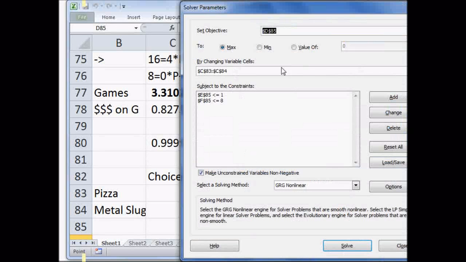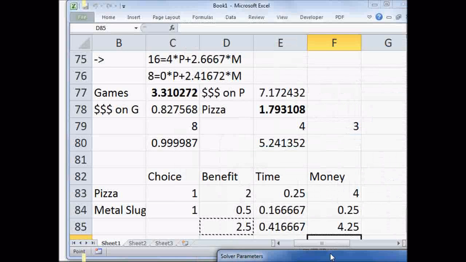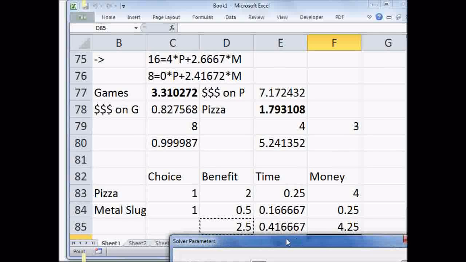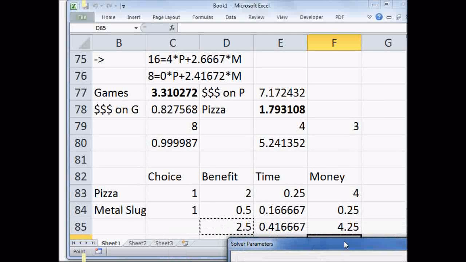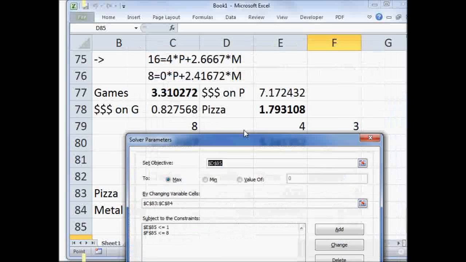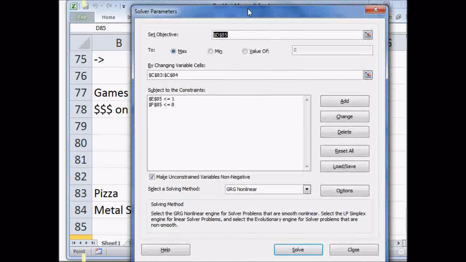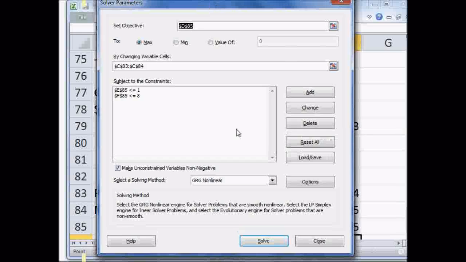So now you can see we are forcing this to be less than 1 and this to be less than 8. That's our total time right there and the total money spent there. We're going to maximize those two benefits subject to those two things. Make sure they're not linear, and then push the solve button.